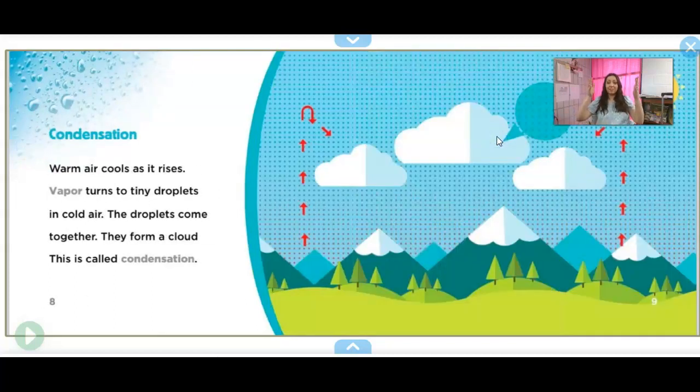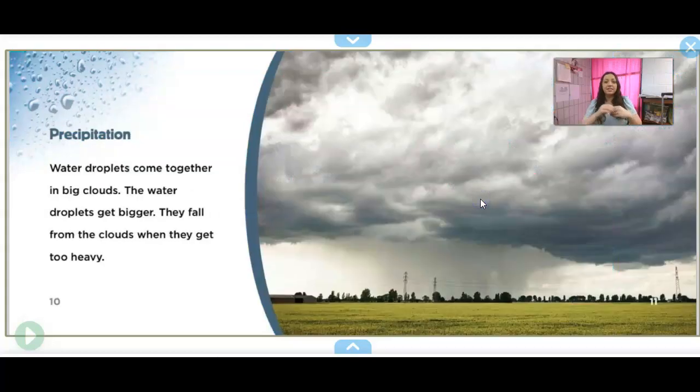So then it gets up, and then what happens? Condensation. Warm air cools as it gets higher, because remember, it's going to get colder. Vapor turns to tiny droplets in cold air. The droplets come together and they form a cloud. Very good. This is called condensation. So you have condensation, then precipitation. These are those parts of the water cycle.